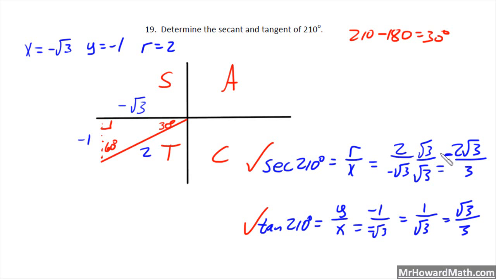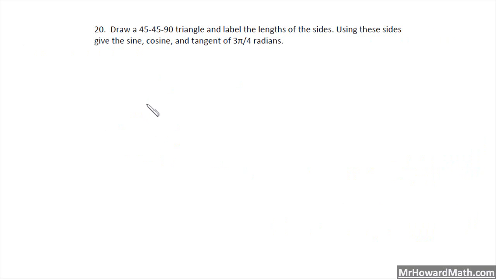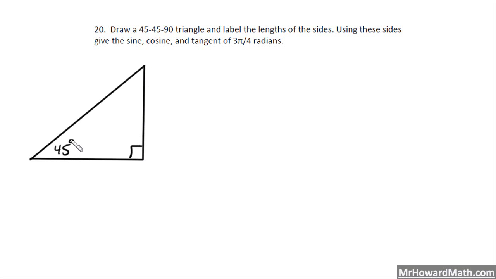Let's move on to problem 20. Problem 20: draw a 45, 45, 90 triangle, label the lengths of the sides. Using these sides, give the sine, cosine, and tangent of 3 pi over 4 radians. Alright, so we have our 45, 45, 90 triangle here. This would be our 90 degree, this is 45 degrees, this is 45 degrees, and these special sides were 1 and square root of 2 for the 45, 45, 90.